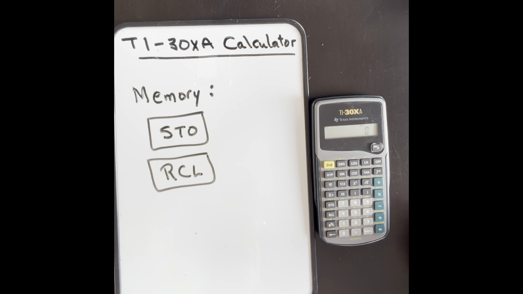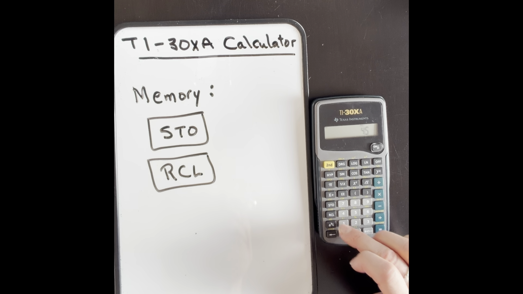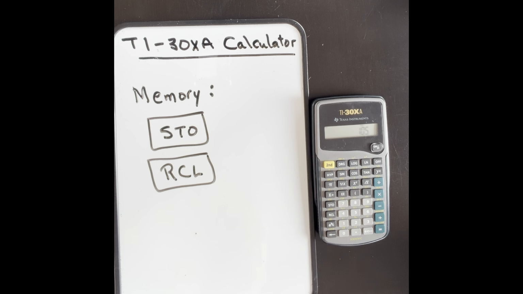Now, if I want to use that, maybe I've got 150, and I want to subtract that number that's in the memory, I just go recall 1, it comes up, and then press equals. Again, I can clear it, that number is still there. There's 2 ways that I can get that number out of the memory.